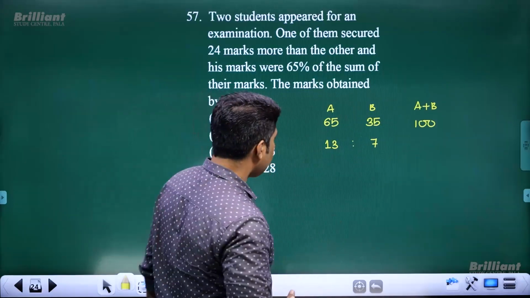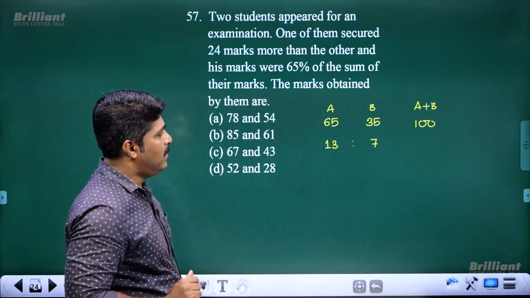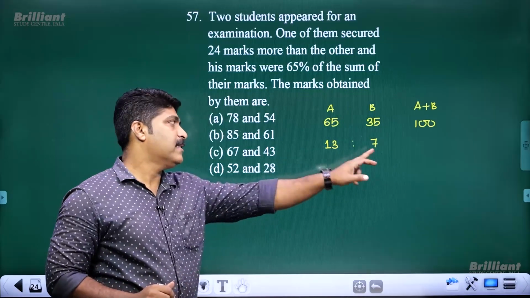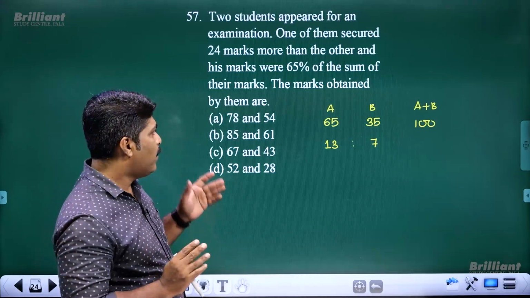Clear? Look at the options. Which option satisfies this kind of ratio? Or simply, what is the testing point here?